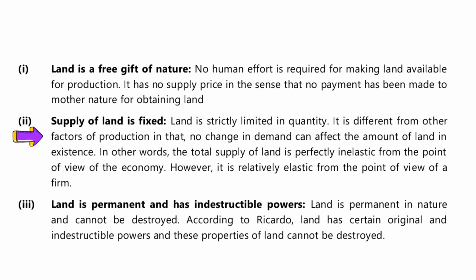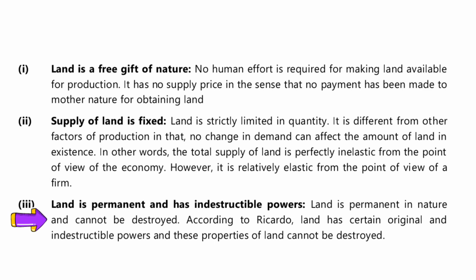Second characteristic is the supply of land is fixed. You cannot increase or decrease it. When there is no change in demand, the amount of land cannot be decreased, and when there is a heavy demand, the piece of land cannot be increased. The supply of land by nature is fixed. Third one, it is permanent and has indestructible powers. It is permanent in nature, it cannot be destroyed. It has certain original powers of its own, and the properties of land cannot be destroyed. It can be fully utilized by man. The man can make it useful.